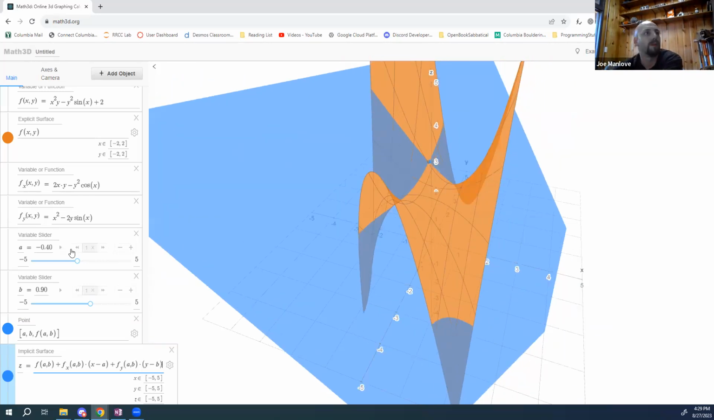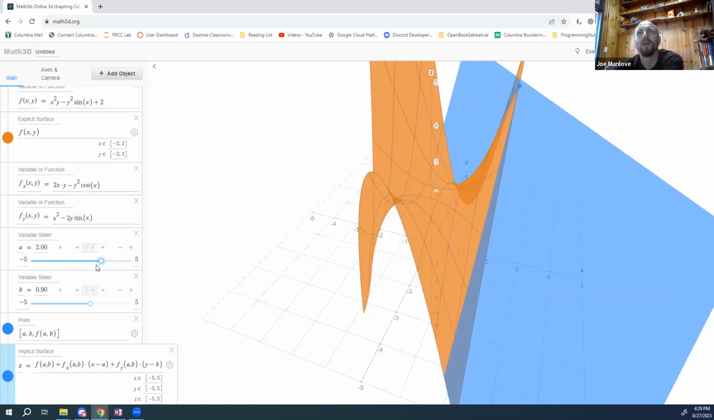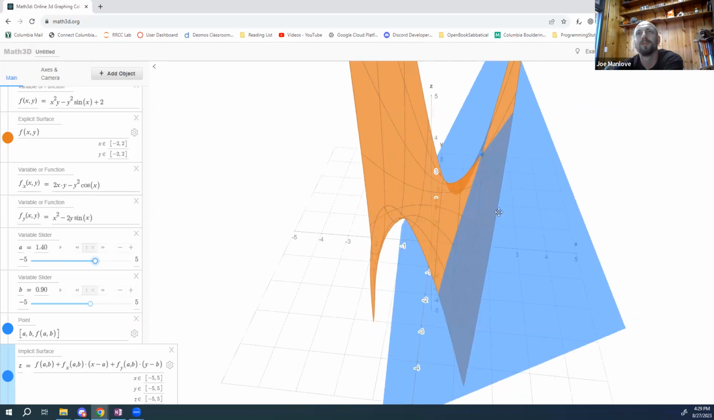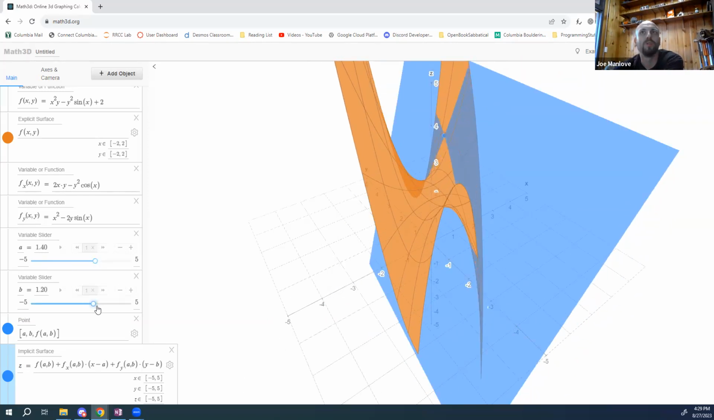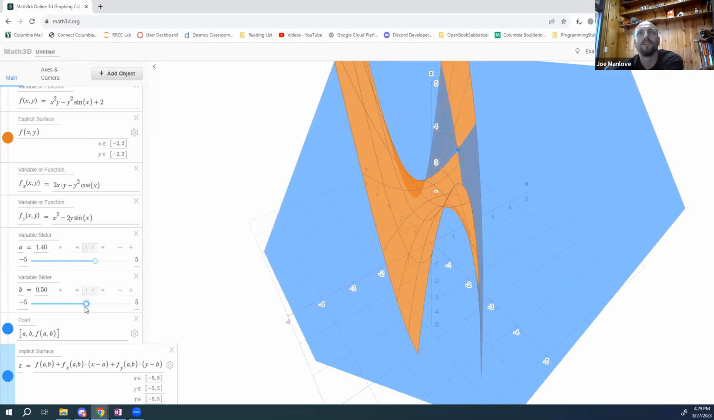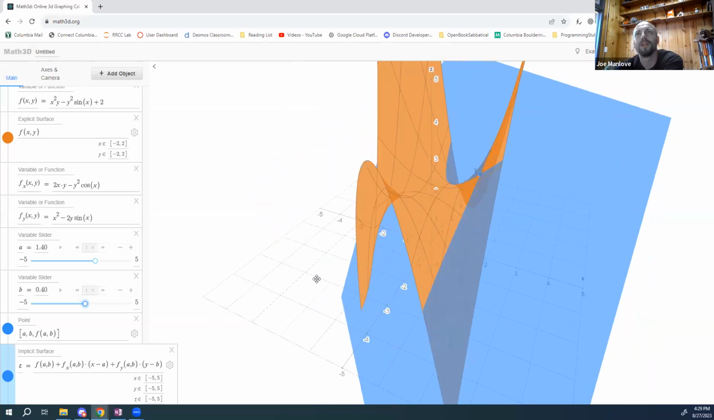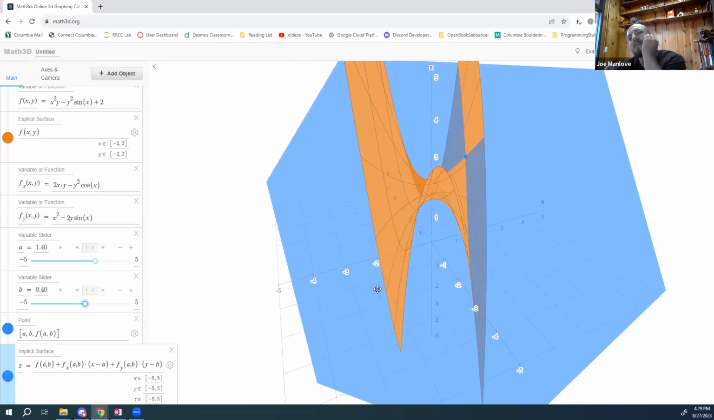I got my tangent plane, and now I can scoot this around. Whoa. It does not like playing with zoom. So you can see that if I kind of scoot everything around here, still got a tangent plane. It's actually very cool. Yeah. So there we go.